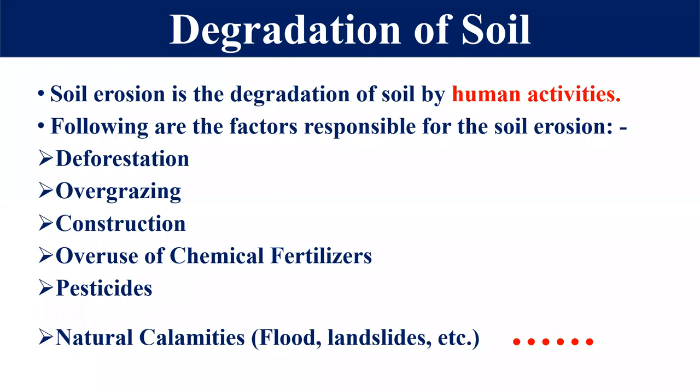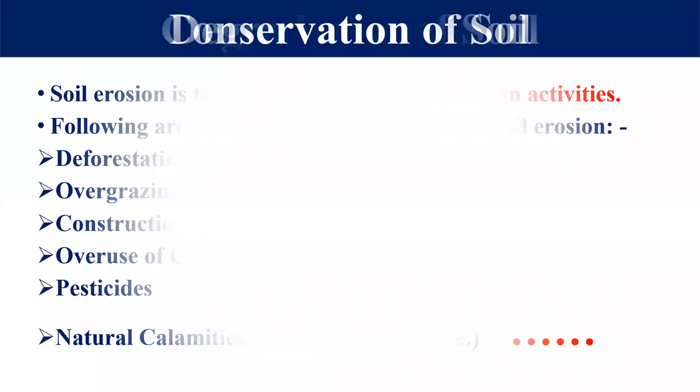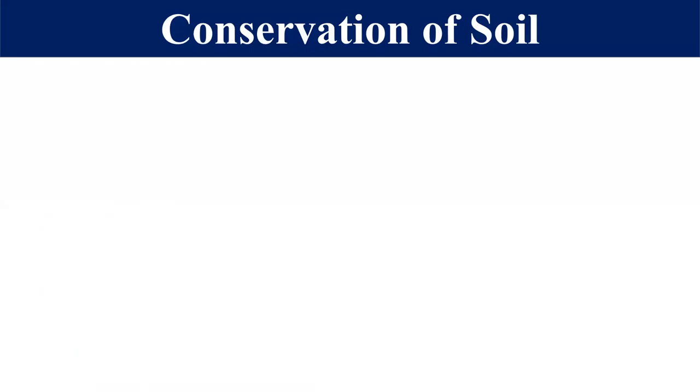So human activities and some natural activities, both are responsible for soil erosion. That's why the quality of soil is going to decrease. It is a very serious problem for us, because we require agriculture product, and agriculture totally depends on the fertility of the soil. So we must conserve our soil. Right, friends? So we must conserve our soil. Now we will discuss the conservation of soil.